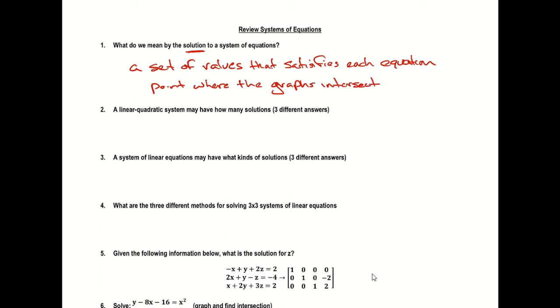All right, so a linear quadratic system may have how many solutions? So remember, when I'm talking about a linear quadratic system, that means a system of one linear equation, or a line, and then one quadratic equation that'll give us a parabola. So when we look at this, we have a line and a parabola, and they can intersect twice for two solutions.